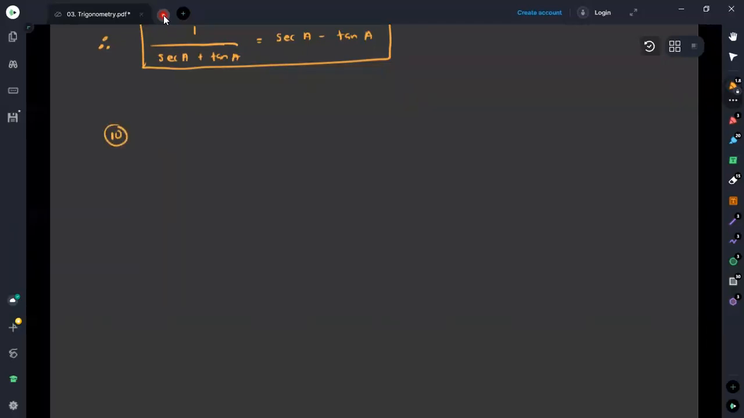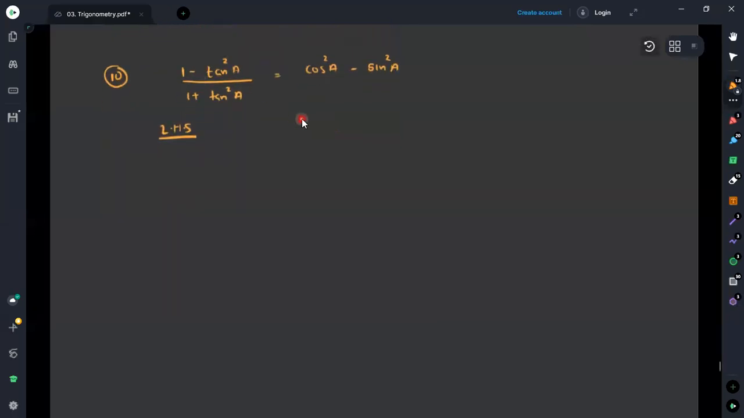As the tenth identity, the last one which we need to prove in this exercise, it is 1 minus tan squared A over 1 plus tan squared A equals cosine squared A minus sine squared A. Here also I will start from the left hand side, but as soon as we see the right hand side, we can see that the sine and cosines are here.